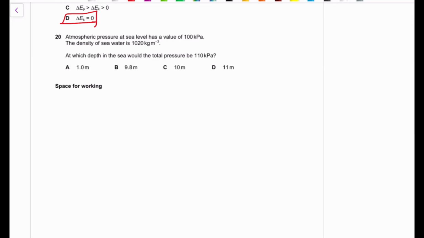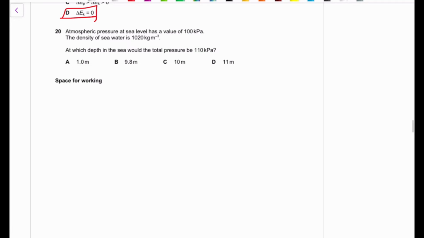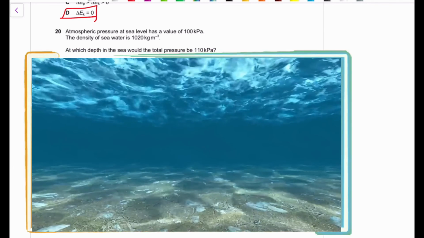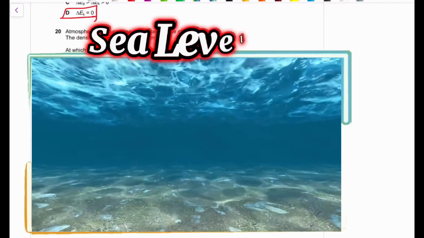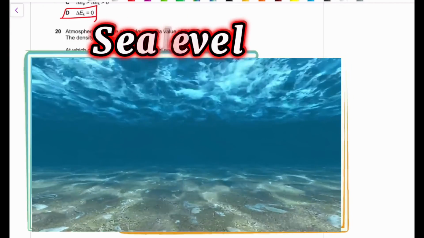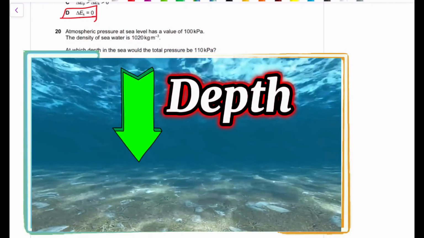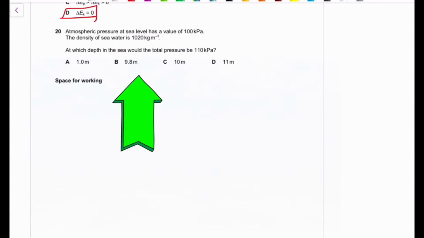Okay, moving to question 20. The atmospheric pressure at sea level has a value of 100 kilopascals. Very important. And the density of seawater is 1,200. At which depth in the sea would the total pressure be 110? So we have an ocean, a big sea. If you look at the sea level, we have an atmospheric pressure of 100 kilopascals, and we want to find at which depth we're going to have a total pressure of 110 kilopascals.